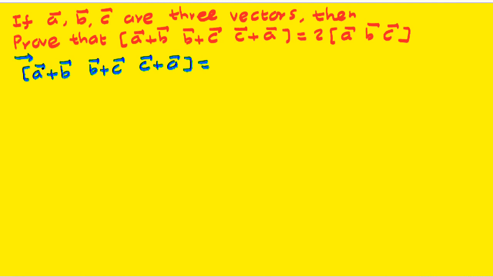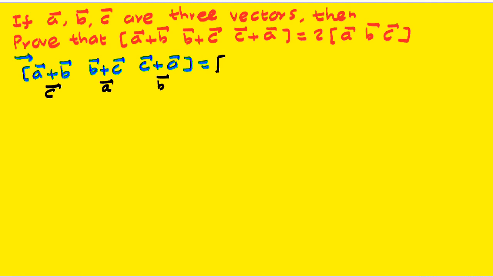LHS is the box product of A plus B, B plus C, C plus A. They are given three vectors. In the first expression, the C vector term is missing. In the second expression, the A vector term is missing. And in the third expression, the B vector term is missing.